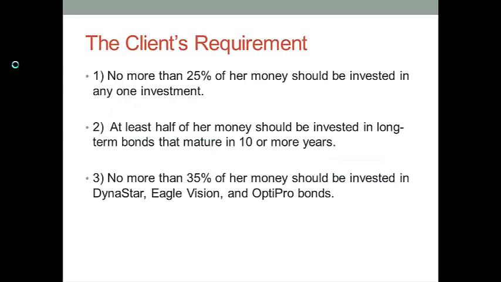This client also has some particular requirements. 3 requirements, right? No more than 25% of her money should be invested in any one bond. At least half of her money should be invested in long-term bonds that mature in 10 or more years. We can find the years to maturity in the table, right? The third requirement is no more than 35% of her money should be invested in Dynastar, Eagle Vision, and OptiPro. These are the particular requirements.